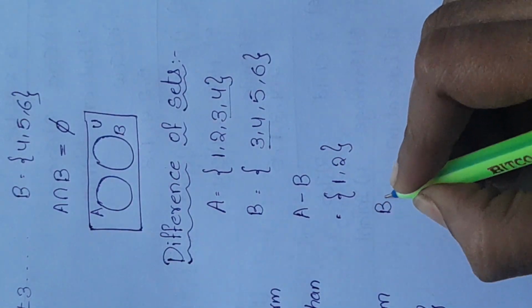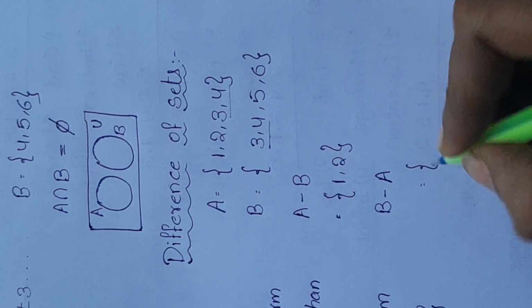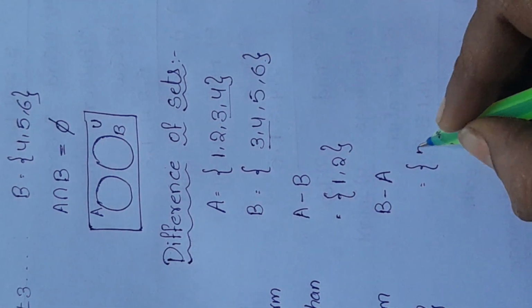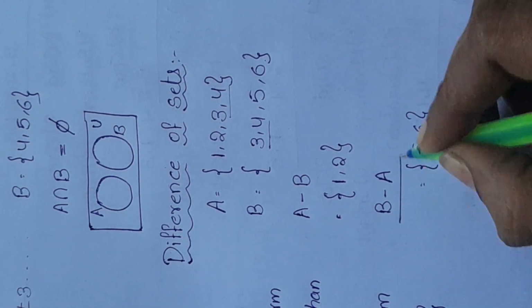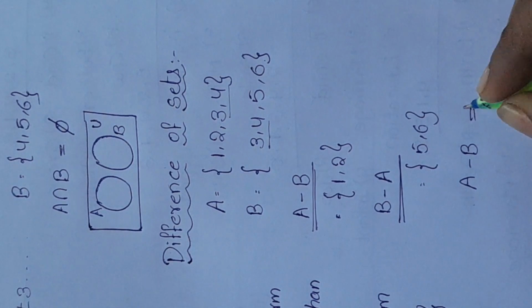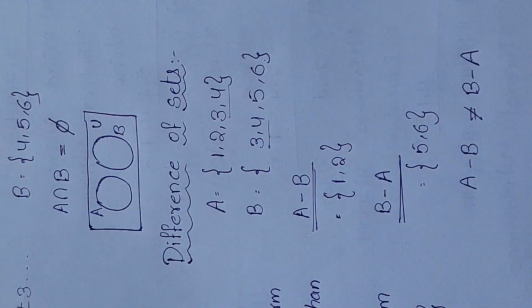Now the difference B minus A is, in this we should take only 5 and 6. The elements which are present in A should not be taken. So 5, 6. Here A minus B is not equal to B minus A.